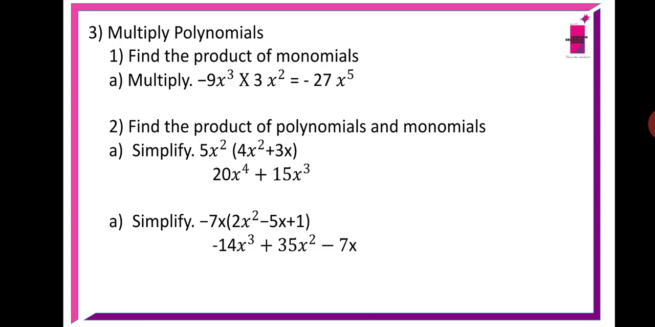Even if you are multiplying with a trinomial, minus into plus is minus, 7 2s are 14, x into x square is x cube. Minus into minus is plus, 7 5s are 35, and x into x is x square. Minus into plus is minus, 7 1s are 7, x is alone, so minus 7x.